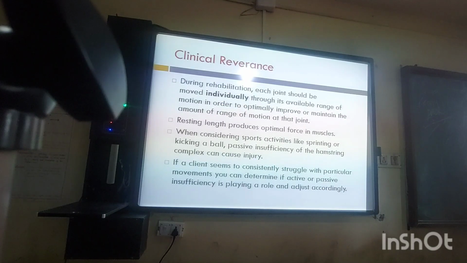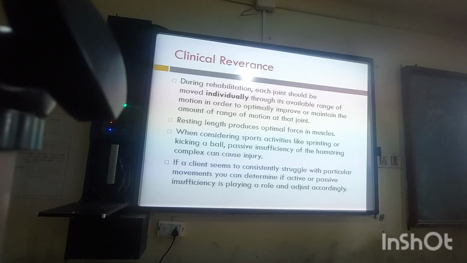And whenever you're giving strengthening, please make sure that each muscle needs to be strengthened, each joint needs to be strengthened. If it is shoulder flexors, let it be only shoulder flexors. You don't keep the elbow in mind in this. If you take one joint at a time while strengthening, these problems of active and passive insufficiency will never bother you in your protocol.